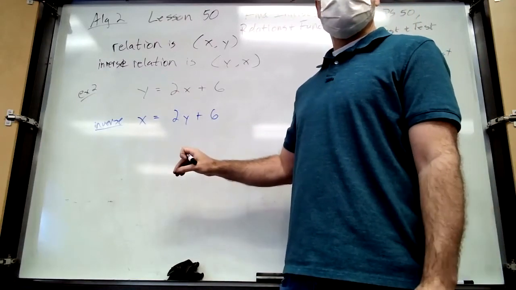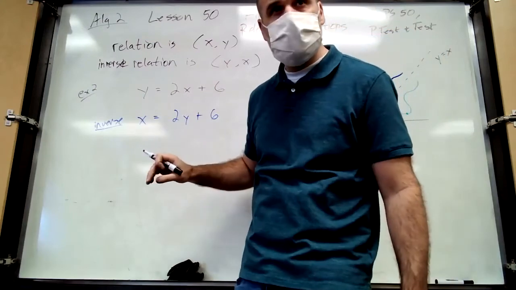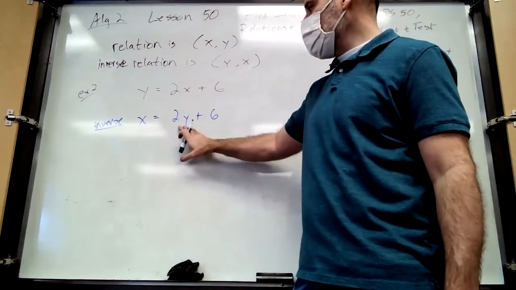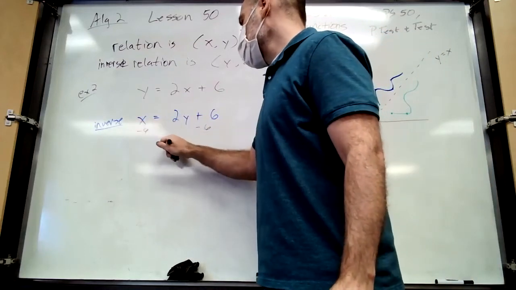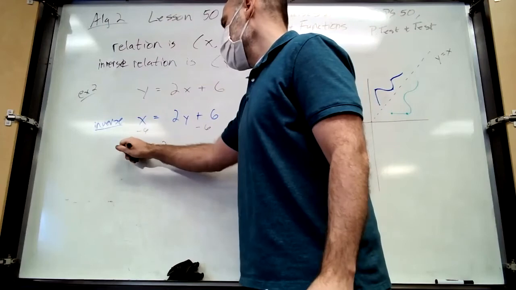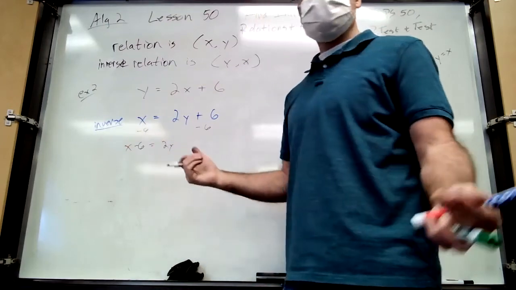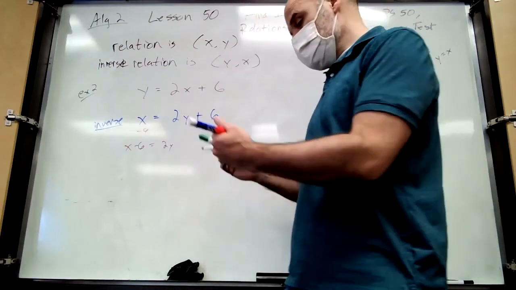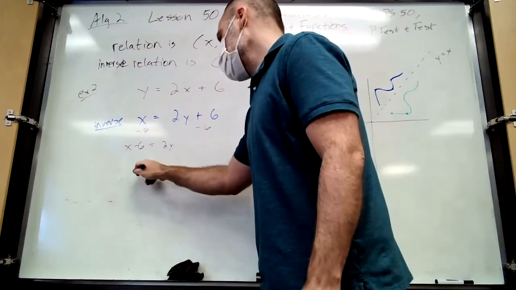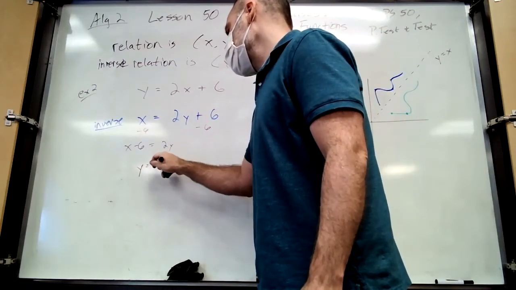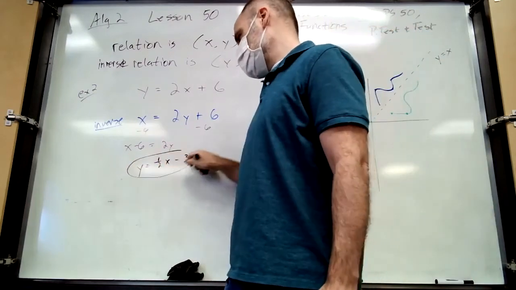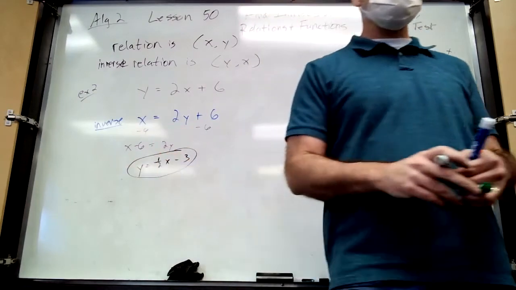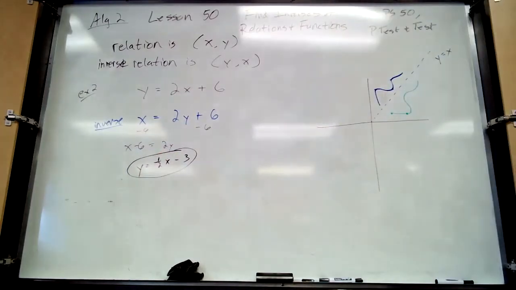Get the y on its own side. Yes, we have to get this y by itself. So let's get rid of the 6. Now 2y equals x minus 6. Now what? Divide by 2. So then I get y equals 1/2 x minus 3. So there's the inverse function of y equals 2x plus 6.